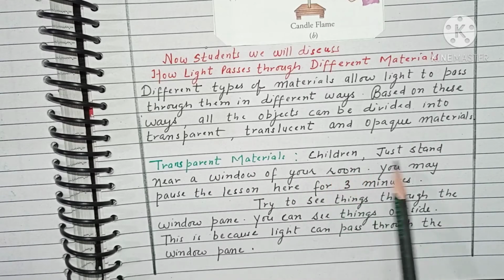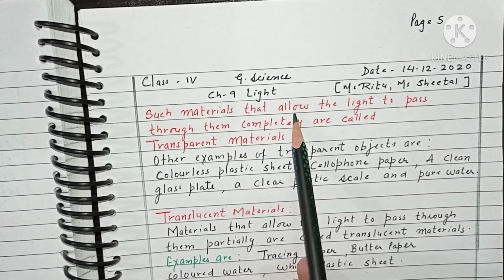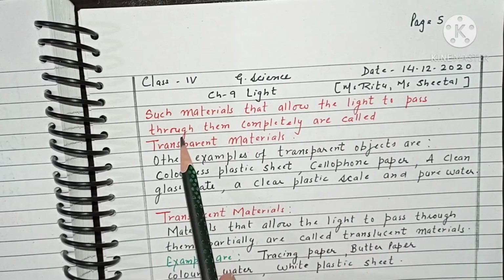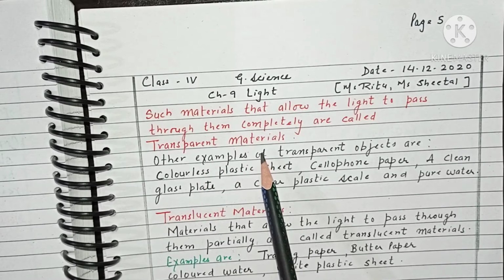Children, just stand near a window of your room. You may pause the lesson here for 3 minutes. Try to see things through the window pane. Are you able to see the things outside? Yes, this is because light can pass through the window pane. Such materials that allow the light to pass through them completely are called transparent materials.